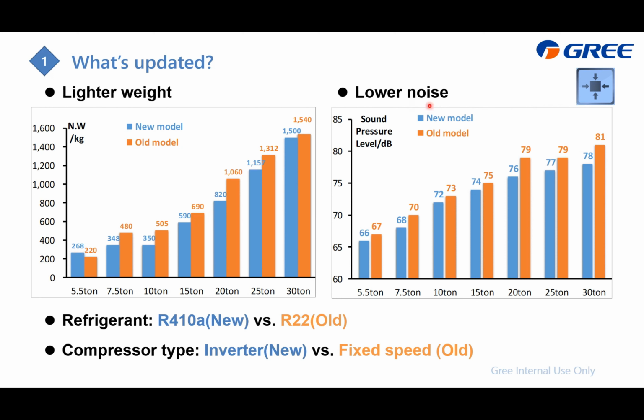And for the noise, the new model on this graph, you can find that it's smaller. And also the refrigerant we change to R410A. The old one is R22. And also the compressor we change to inverter. The old one is on-off fixed speed.